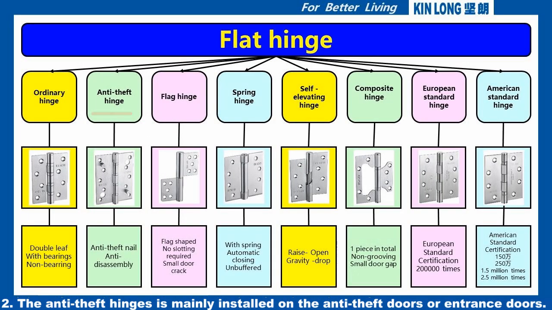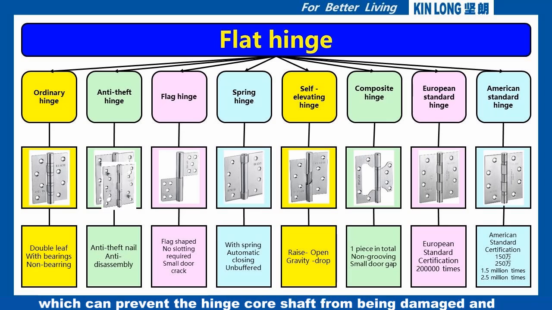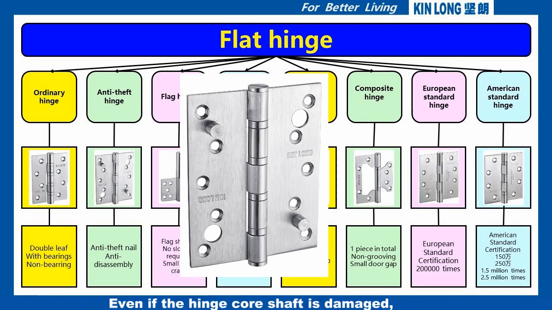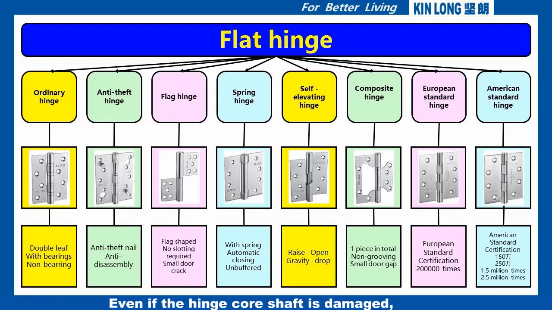2. The anti-theft hinge is mainly installed on anti-theft doors or entrance doors. Its main feature is that there are 2 more anti-theft nails on the hinge, which can prevent the hinge core shaft from being damaged and the door from being dismantled after closing the door. Even if the hinge core shaft is damaged, the anti-theft nail can still block the door from being disassembled.